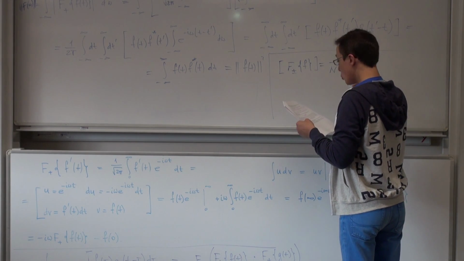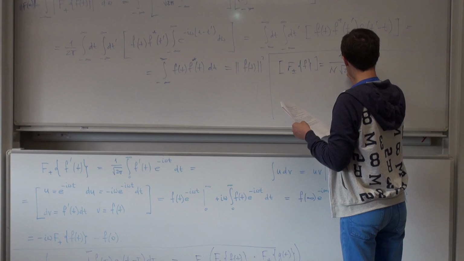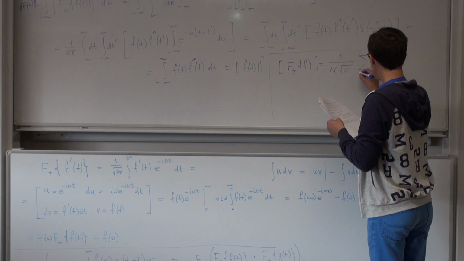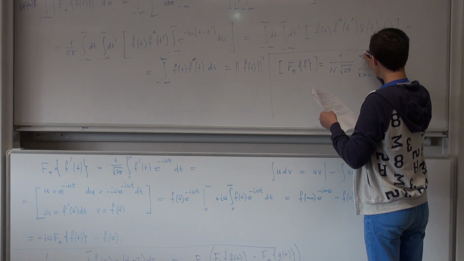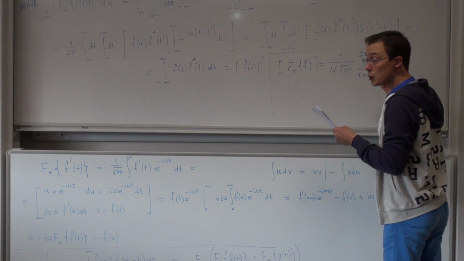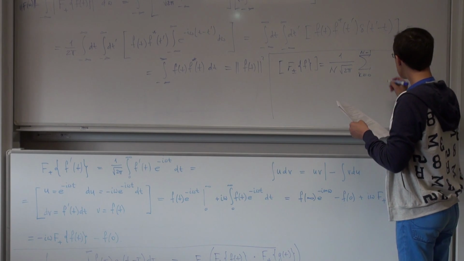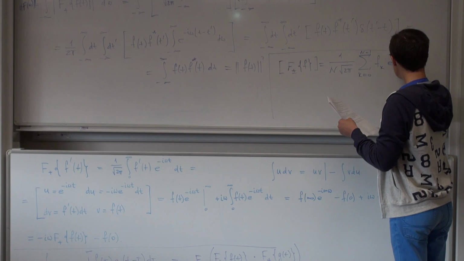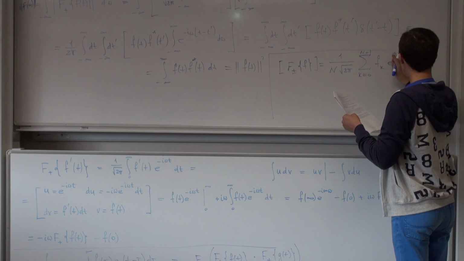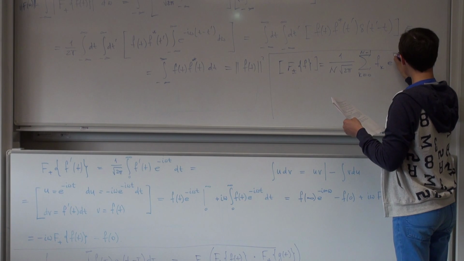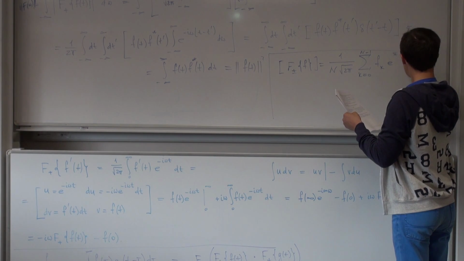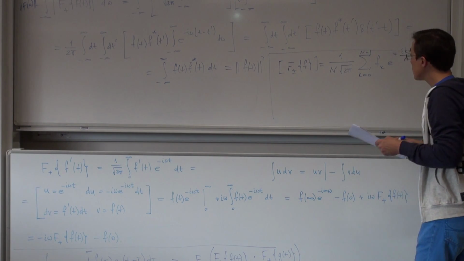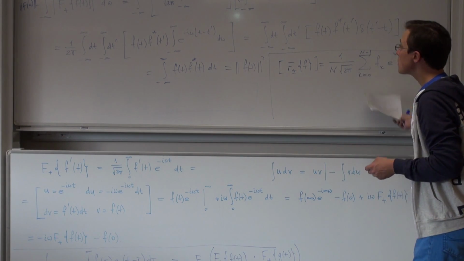1 over n, where n is the number of elements, root 2 pi. Instead of an integral, we have a sum, k, from 0 to n minus 1, or from 1 to n, depending on how you number your numbers. f, kth component, e plus or minus, plus here, to be consistent, i k omega n.